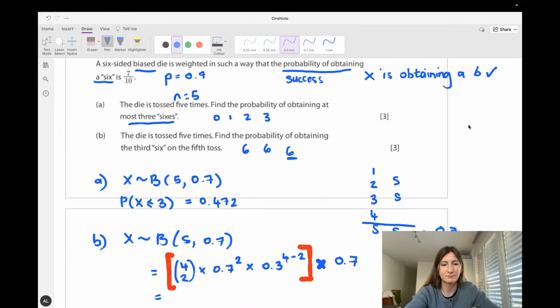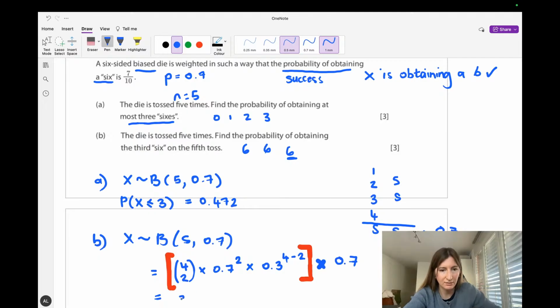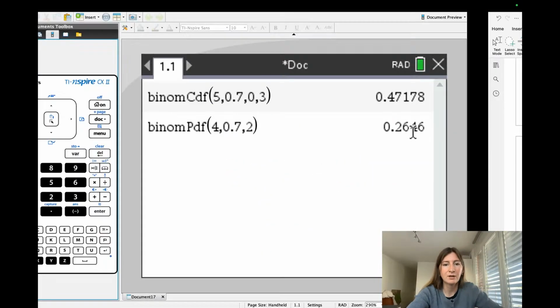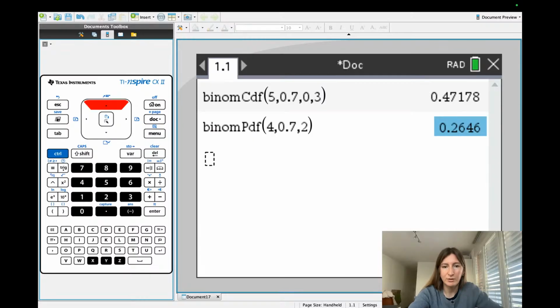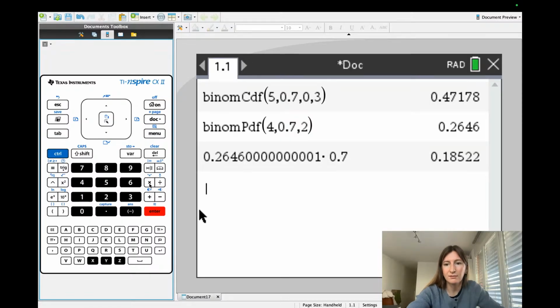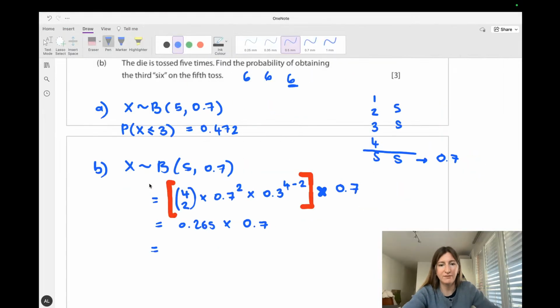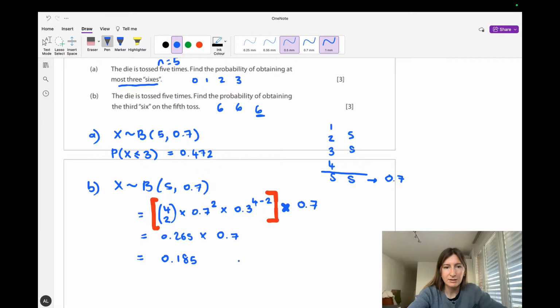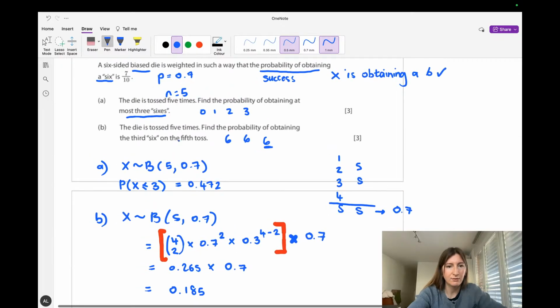All right, 0.265. Just going to write that here, 0.265. I'm rounding for my calculation, but when I put them all together, I'm going to take the whole value. So I'm going to just take that value, put it back in, times 0.7. All right, and we get 0.185. All right.